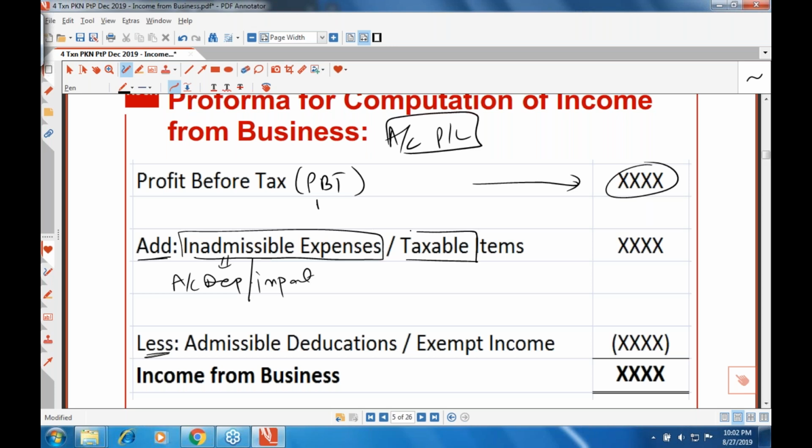Or at times there are a few things which are taxable. For example, you have received a loan in cash. The tax authorities charge tax on this, so any loan received in cash is considered as income, and that is added to your income. So I'm going to repeat it again. The profit before tax is the starting point. Once you start off with the profit before tax, you add back the inadmissible expenses, the expenses which are not allowed to be claimed, and any other items which are taxable, which you have not included in your income, are also added.